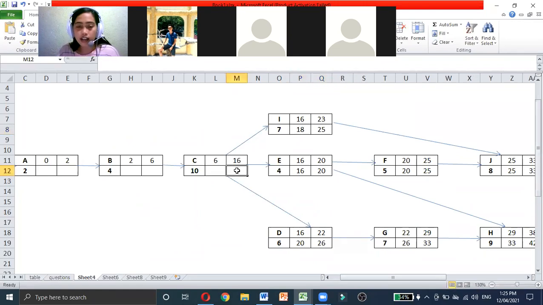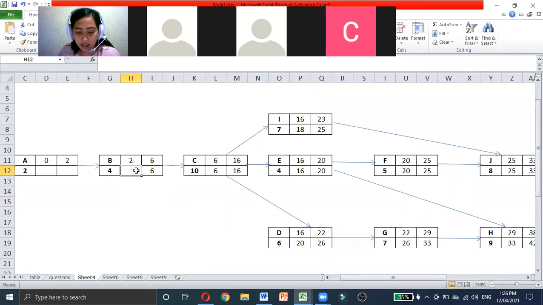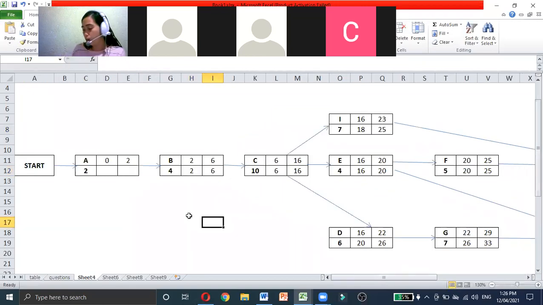All right. Activity C. 16. Okay, how much is the latest start? 6. Okay, next here, 6 and then 2. How about the last activity in doing the backward pass? We have 2, and then 0 and 0. Okay.